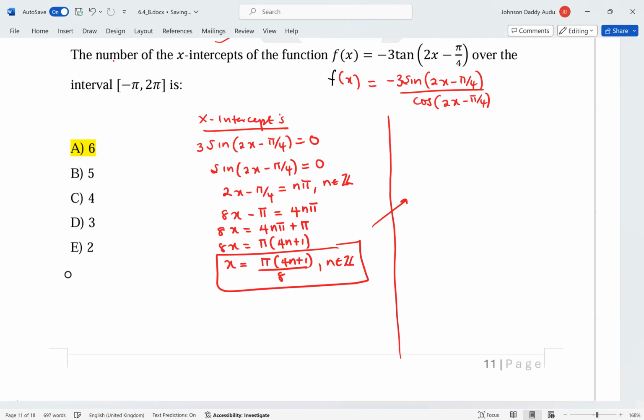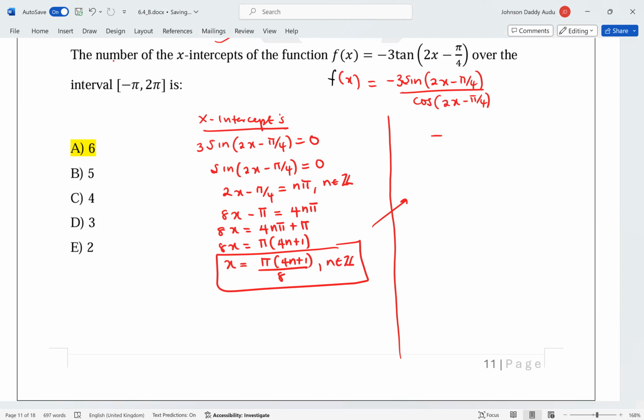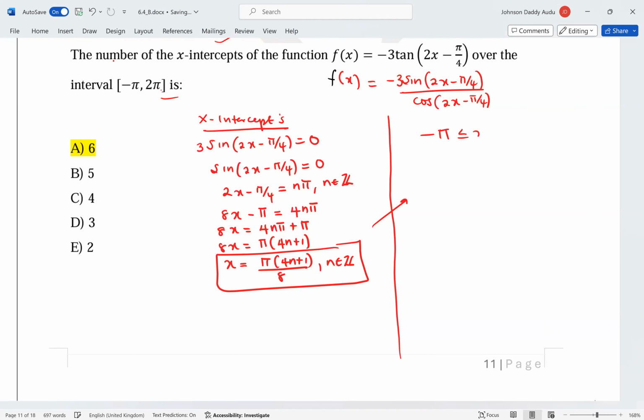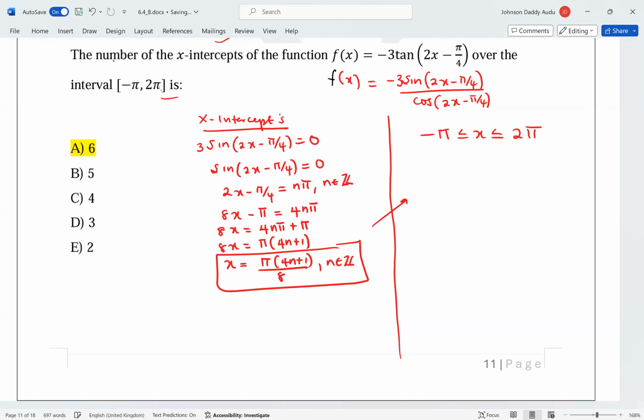We're interested in the x-intercepts that are between, we have to use this interval, between minus pi and 2 pi. So we want all our x-intercepts to be between minus pi and 2 pi. Now, this is how to solve it without graphing, right? You can go ahead and graph it, or you can just use this analysis here.